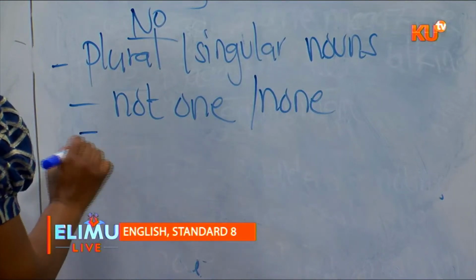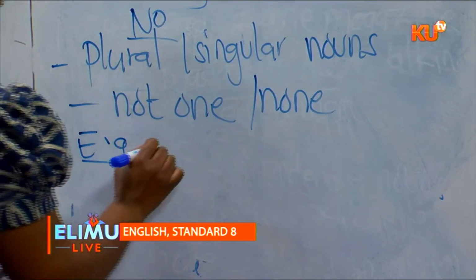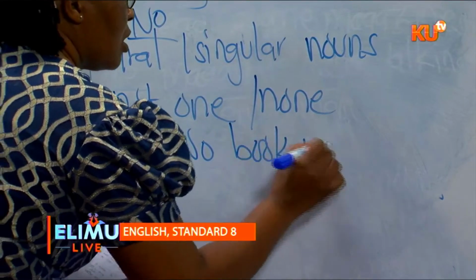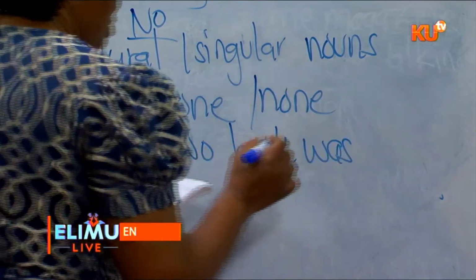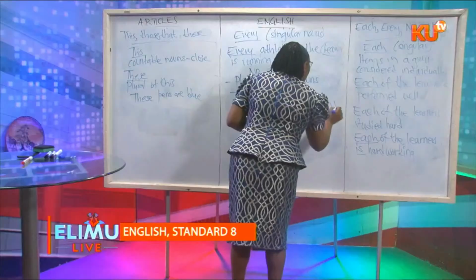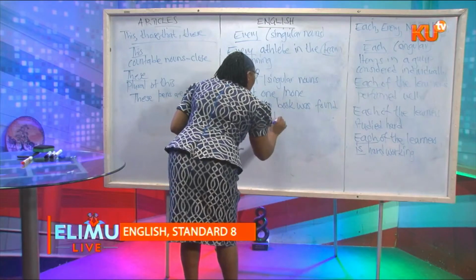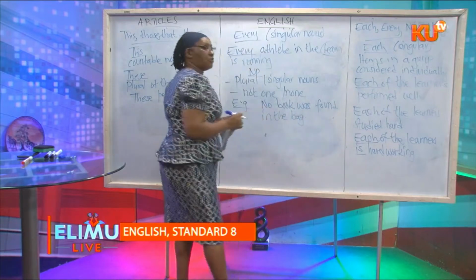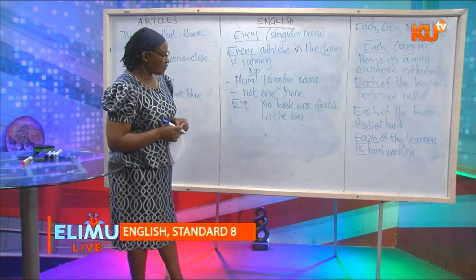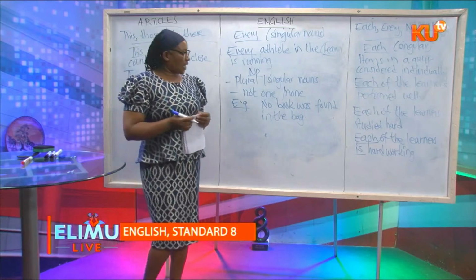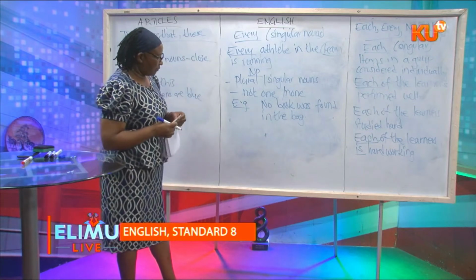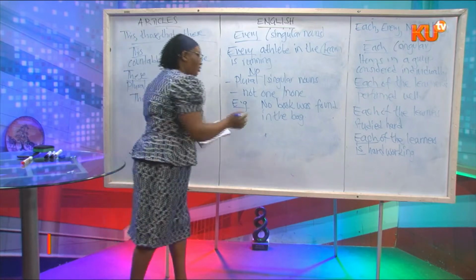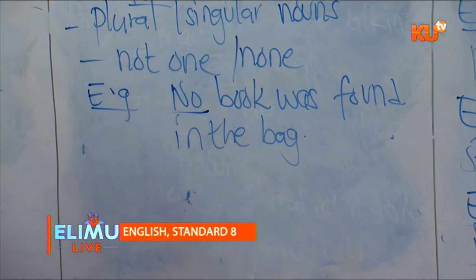An example in a sentence: no book was found in the bag. Maybe you came across a bag, a school bag, that had been left somewhere, but on checking, there was no book inside. So you say that no book was found in the bag.